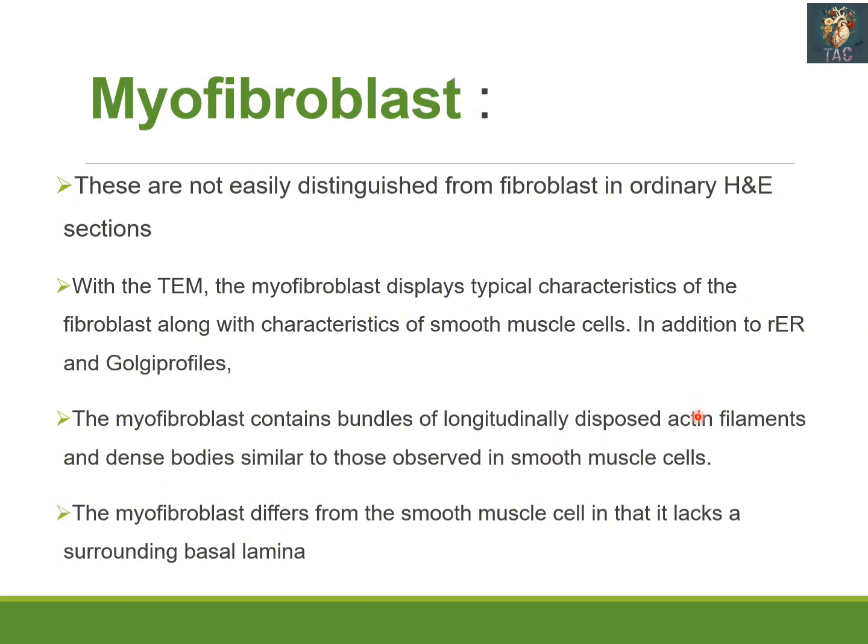So these are the properties because of which it resembles the smooth muscle cell. That is why it is called the myofibroblast. The point where it differs from the smooth muscle is that it lacks the surrounding basal lamina, while smooth muscle cells have the prominent surrounding basal lamina in the form of the external lamina, but fibroblasts lack this surrounding basal lamina. So because of these characteristics, myofibroblasts resemble both the fibroblasts as well as the myocytes.